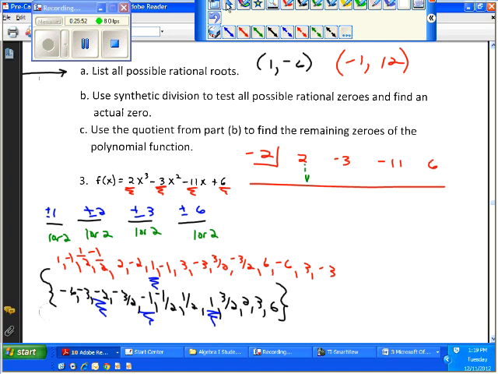Thank you for the correction. So we have a 2. We multiply, negative 4. Add, negative 7. Multiply, 14. Add, 3. Multiply, negative 6. Add, 0. There's that remainder of 0, so yes, this one really is a root. So negative 2 is a root.